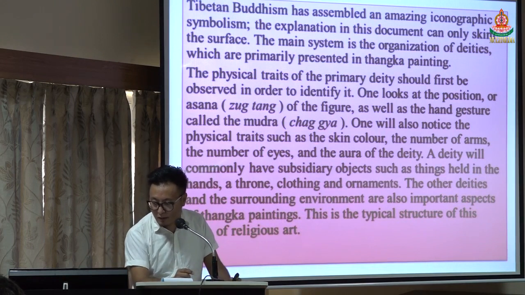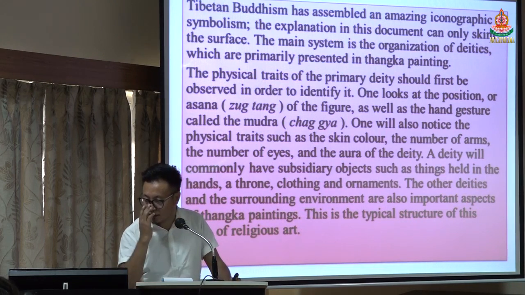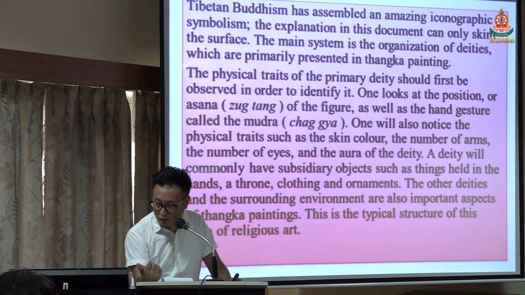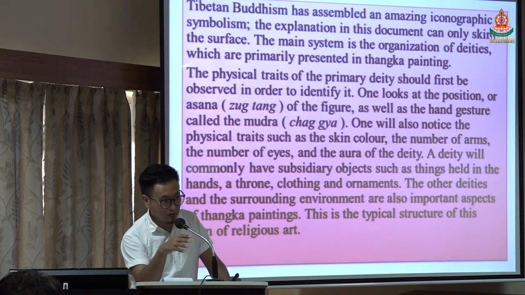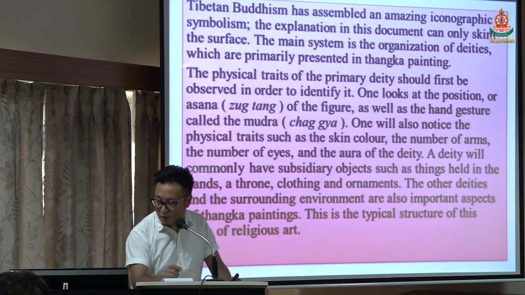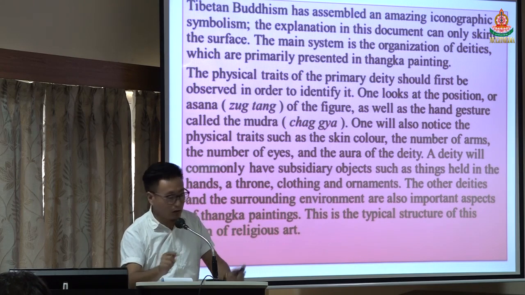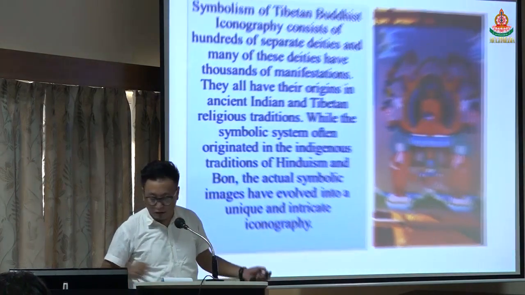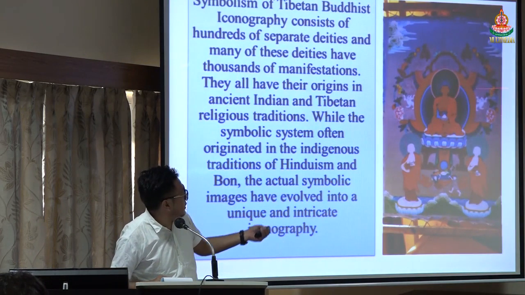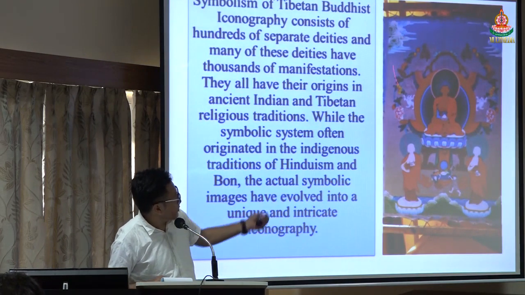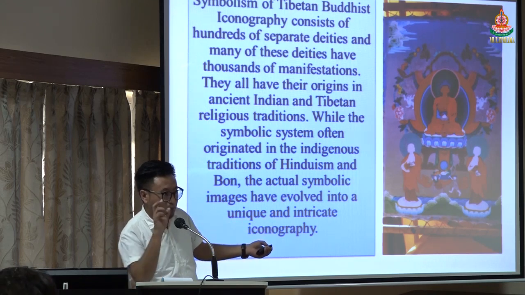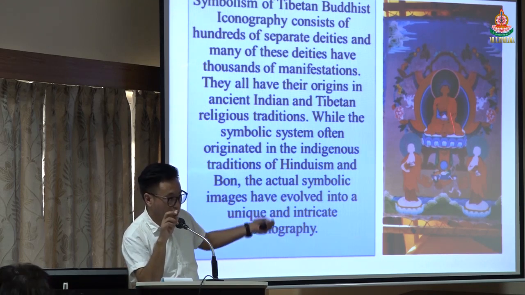Tibetan Buddhism has assembled an amazing iconography and symbolism. It is very difficult to explain in a short period of time. The physical traits of the primary deities should be considered. Some paintings have lots of deities around, with scenery and so on, and the most primary deity will be in the center.